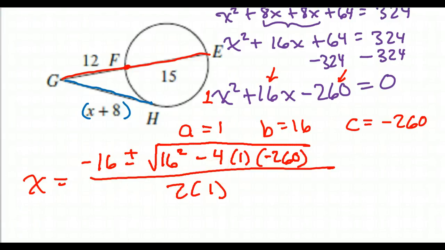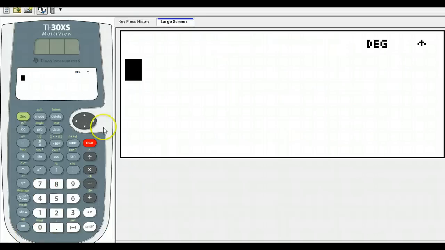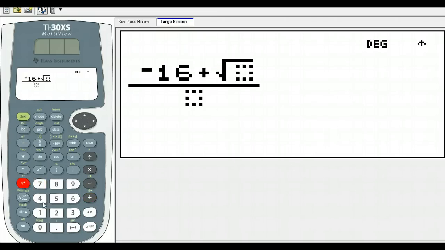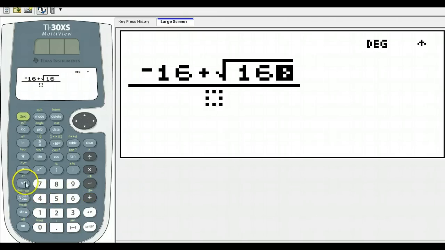Okay, so we can just put this in our TI-30XS MultiView, and it would look like this. Please start off in fraction mode right from the start. So we had negative 16. Now the formula says plus or minus, but we can only do one at a time, so let's start with plus. Square root of B squared, so this was 16 squared.